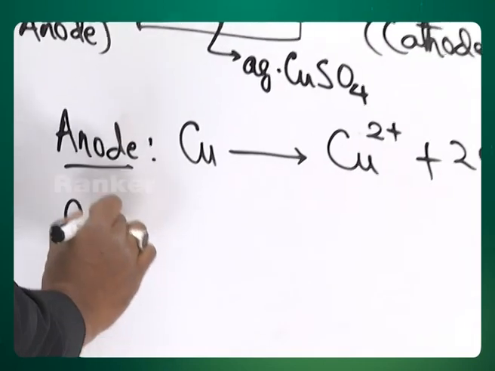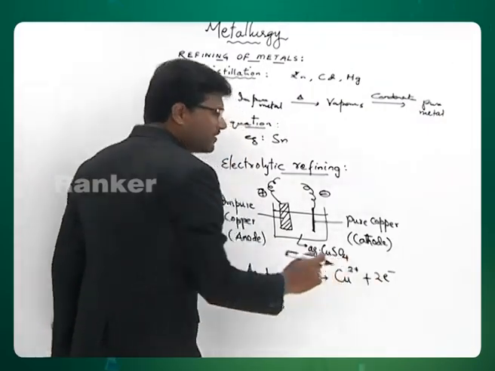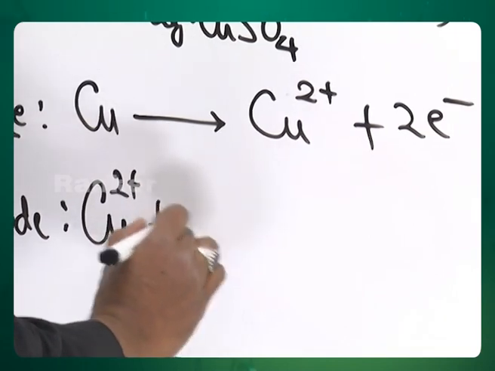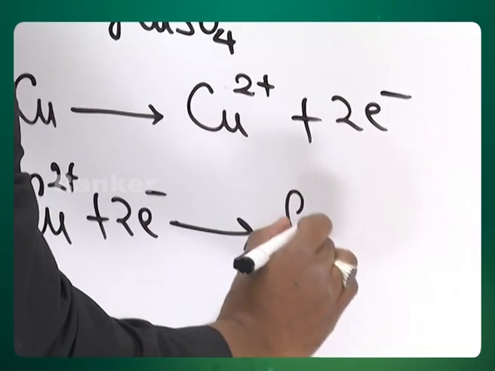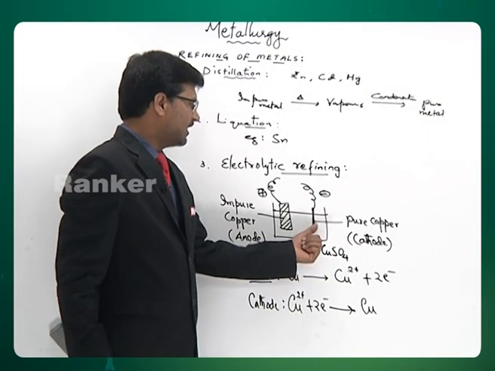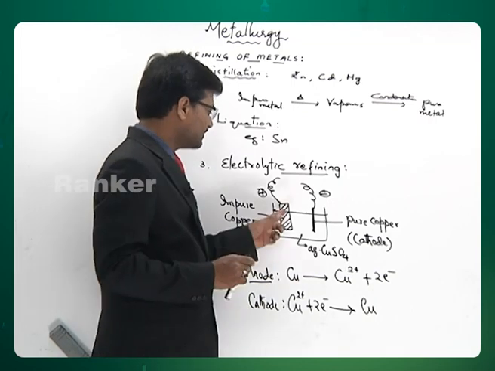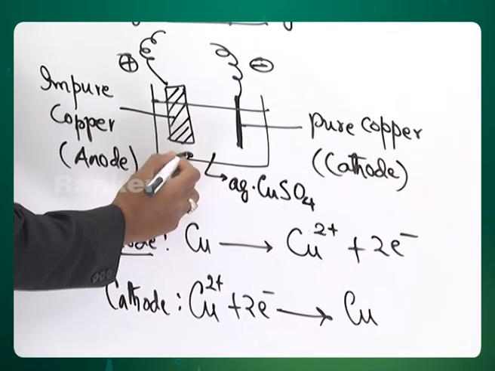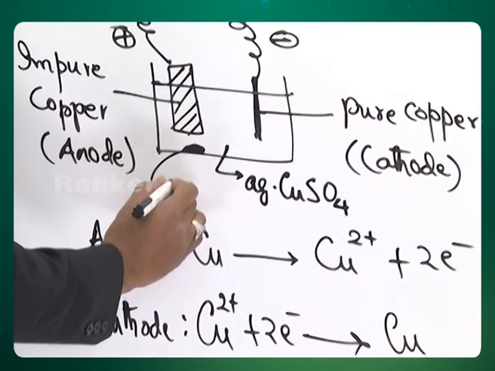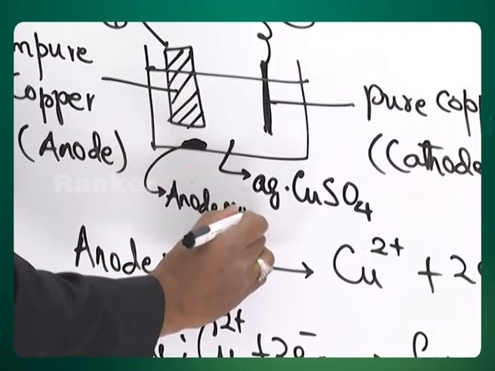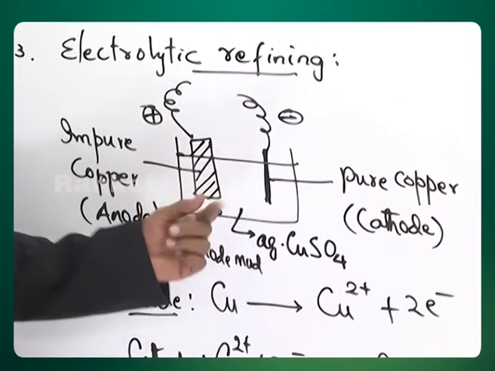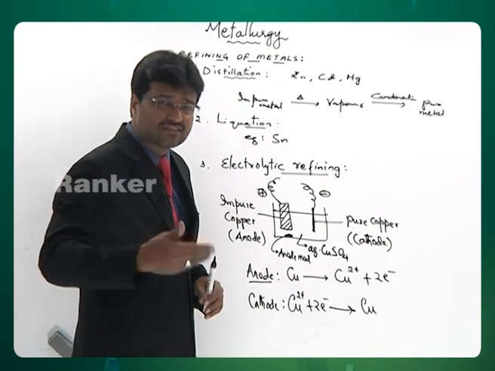And then see what happens at the cathode. These 2 electrons pass through the external circuit and they reach the cathode. At the cathode, cupric picks up those 2 electrons and gets reduced to copper. So in this way, the mass of the cathode keeps on increasing and the mass of the anode keeps on decreasing. All the impurities present in the anode will fall down here as anode mud. Anode mud consists of costly metals like gold, silver, etc. Copper gets oxidized to cupric, enters into solution, then it is picked up by the cathode. The cathode grows in size as time goes.